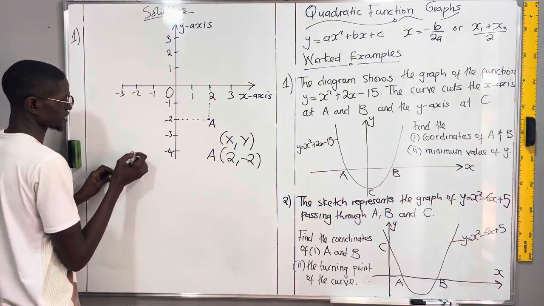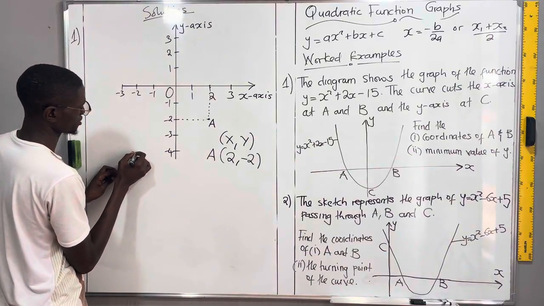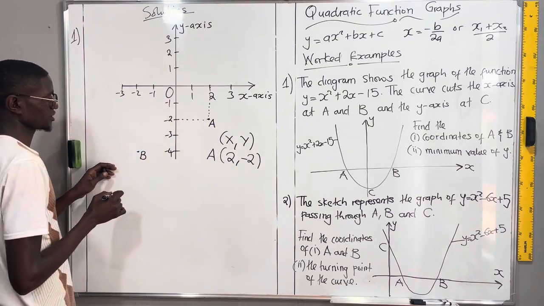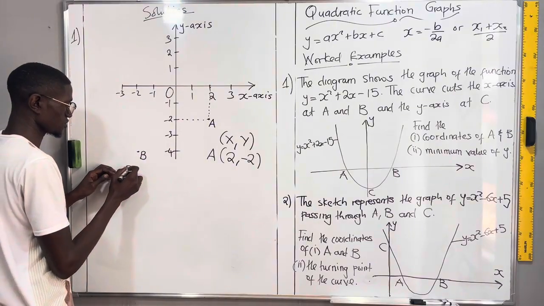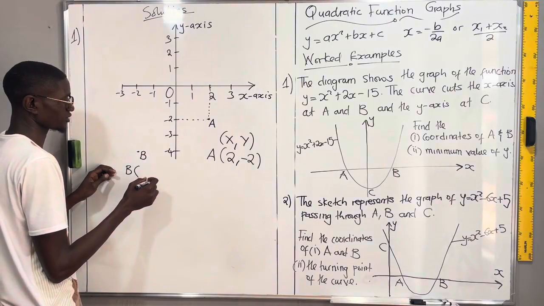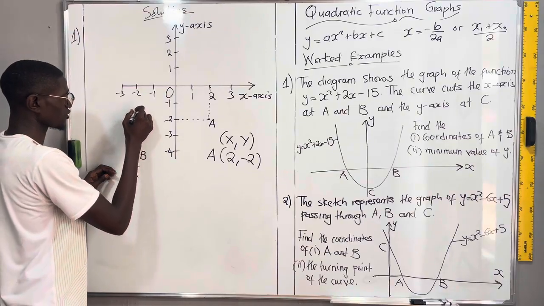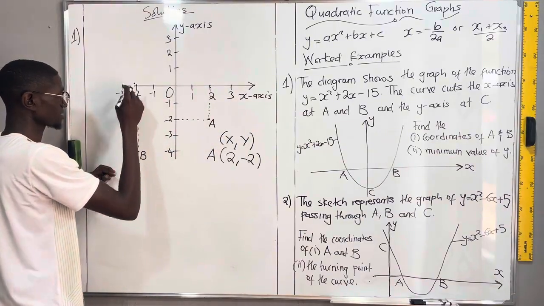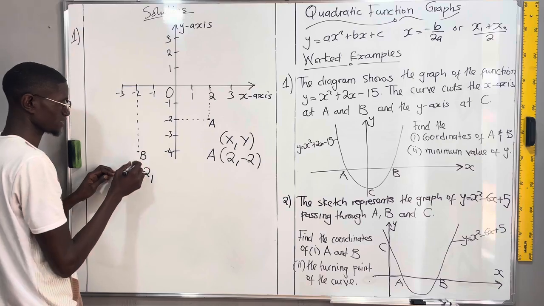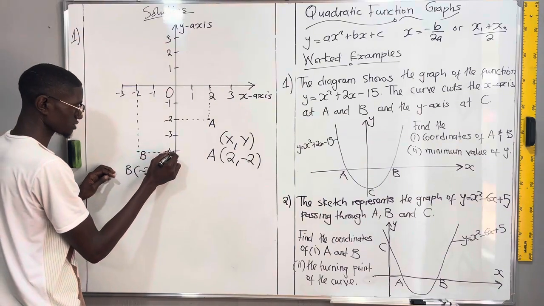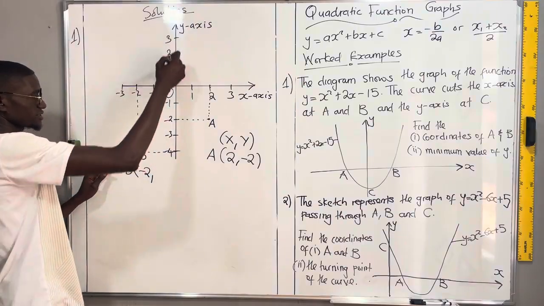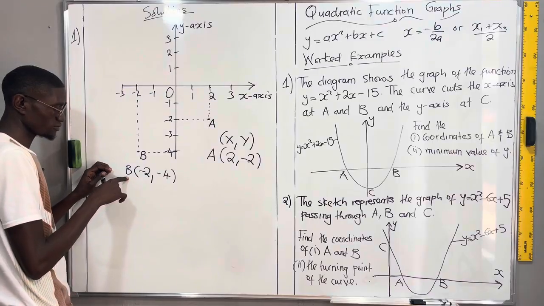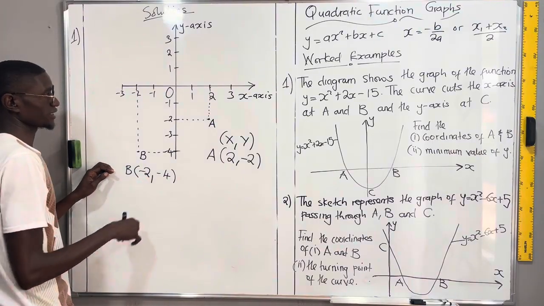Let's say there was another point here. Let's call it B. What are the coordinates for this point? Remember we said you start with the x coordinate followed by the y coordinate. So we need to go up towards the x-axis. This is the x-axis. For the x coordinate, it is passing at negative 2. To find the y coordinate, we go towards the y-axis, which is this one. This one is negative 4. So the coordinates for B are negative 2, negative 4.